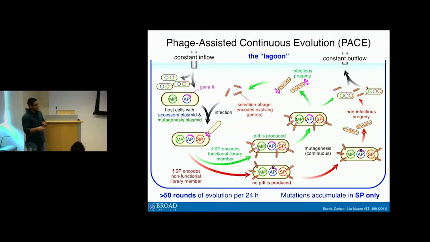And so when we crunch all the numbers compared to conventional directed evolution, instead of around every few days or weeks, we can do about 50, and this depends heavily on the selection, 50 rounds every 24 hours. And this is about a 100-fold increase in the rate of directed evolution. And because we can control the rate of outflow of material from this lagoon, the mutations effectively only accumulate in the selection phage for the SP.